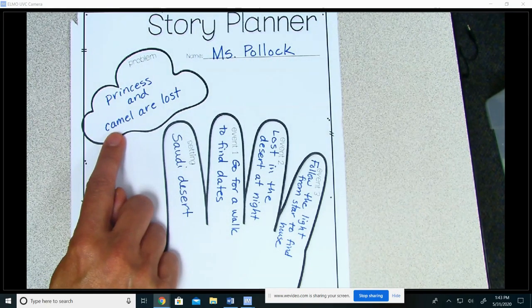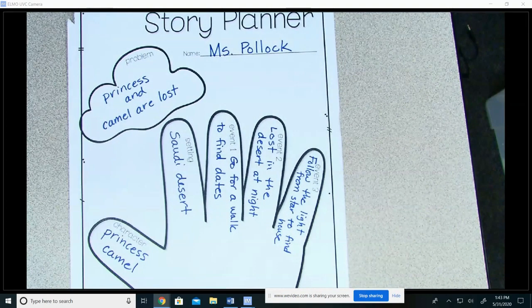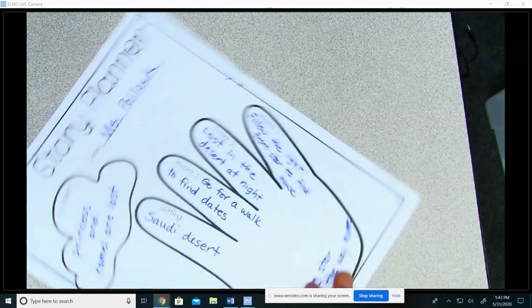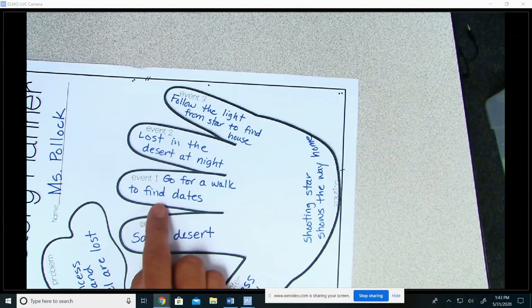The princess and the camel get lost in the desert. So today we're going to have to figure out what happens at the end of the story. How can we solve the problem? Do you remember from her story from yesterday? So we're going to continue writing in our book. So we're going to use our hand to help us because she already had some events in here.